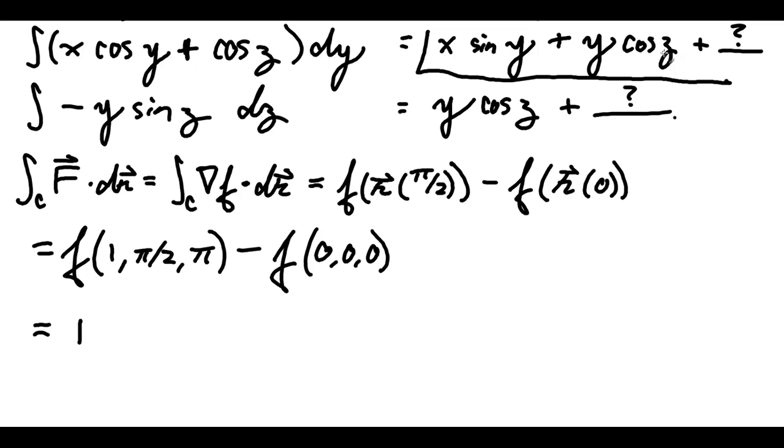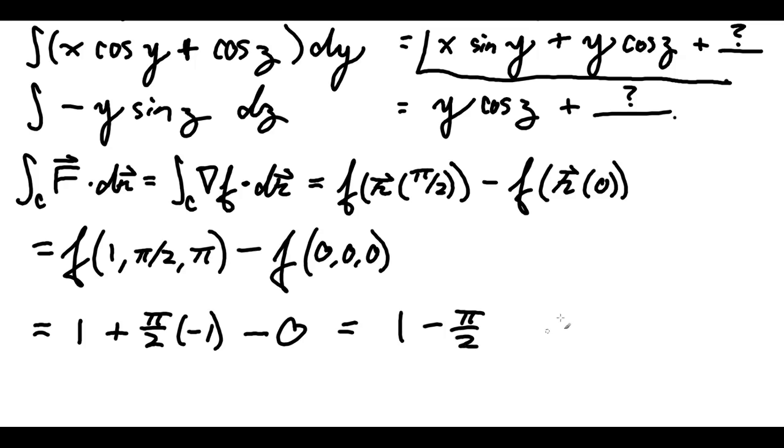Plus y cosine z. So y is pi over 2. And the cosine of z, that's the cosine of pi, that's -1. So that takes care of f of 1, pi over 2, pi. Now we need to subtract f of 0, 0, 0. Well, looking at this, if x is 0 and y is 0, that whole thing is 0. So it looks like we get 1 minus pi over 2 as our solution.